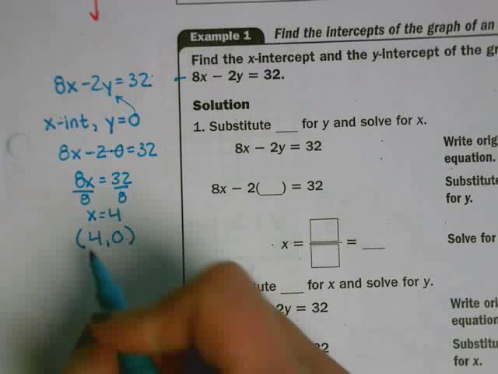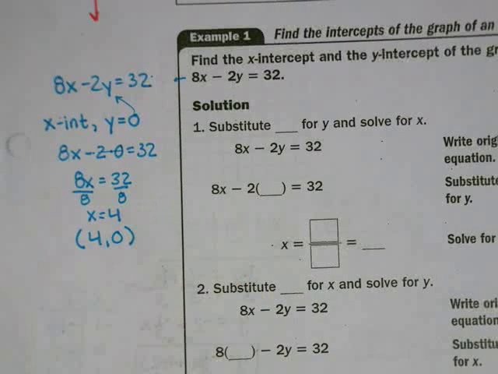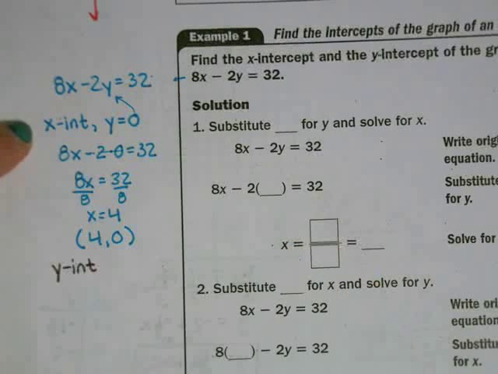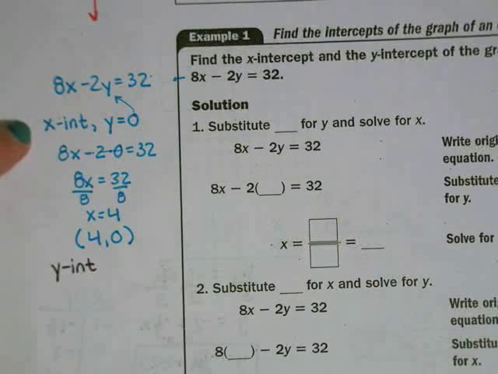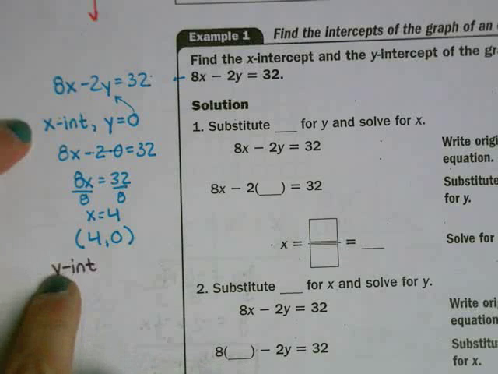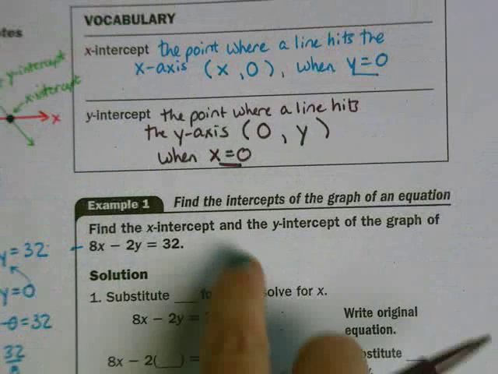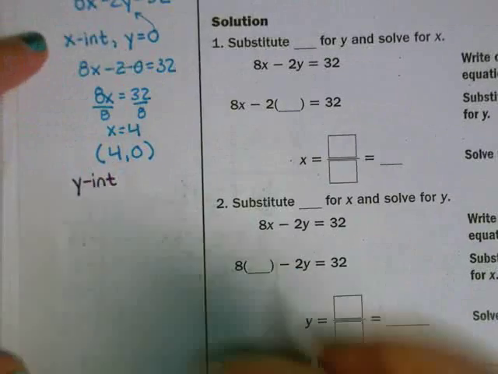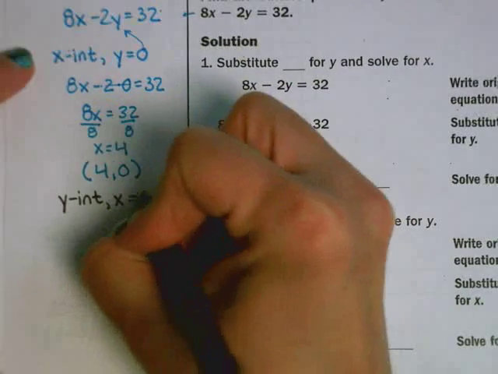So that is half of the problem. We've got our x-intercept. We just now have to find our y-intercept, and we'll be done. We'll be able to graph this. So the y-intercept is when what? The y-intercept is when x equals 0. So we're going to write that. Y-intercept, x equals 0.